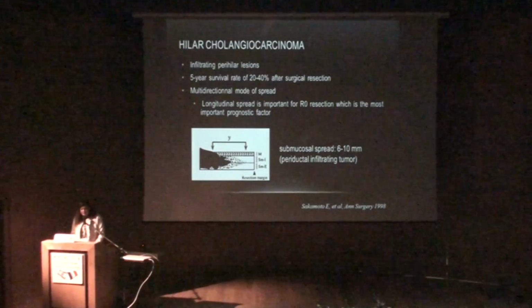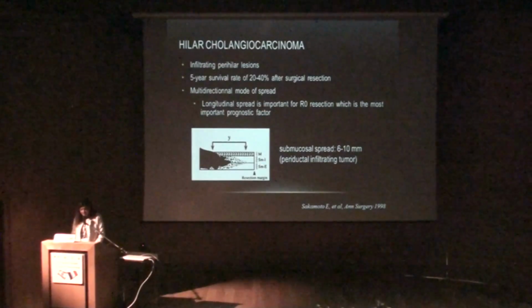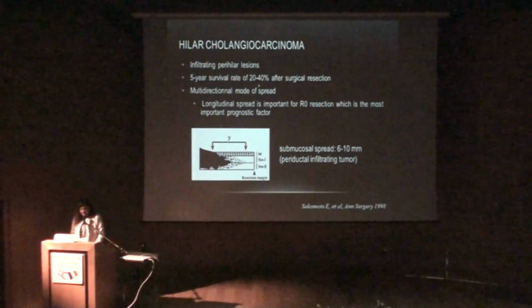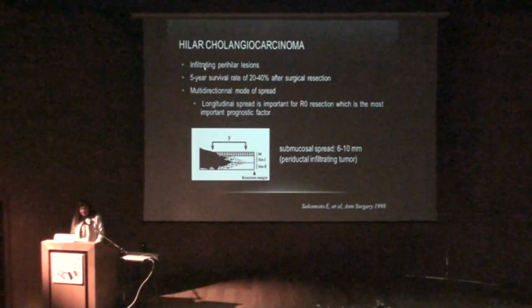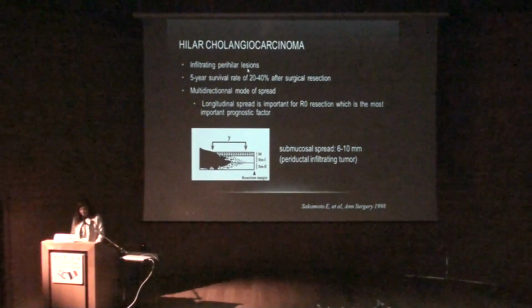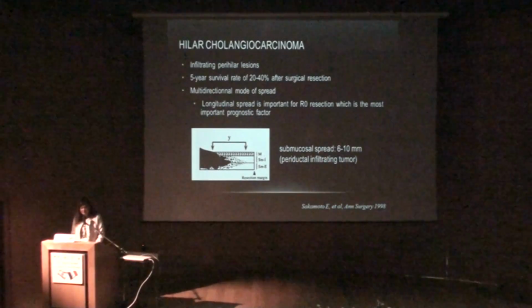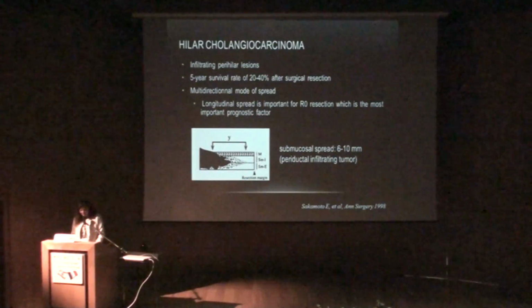Now we move to the second type of cholangiocarcinoma, which is the hilar cholangiocarcinoma. This lesion is an infiltrative peri-hilar lesion, and with a very poor prognosis because the 5-year survival rate is around 20 to 40% after surgical resection.